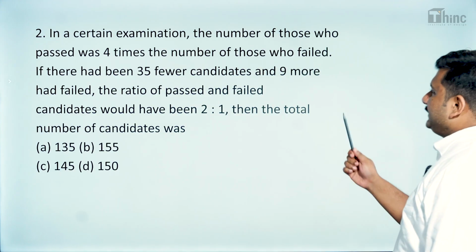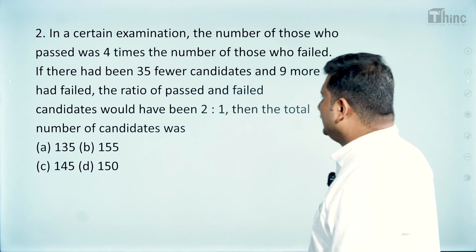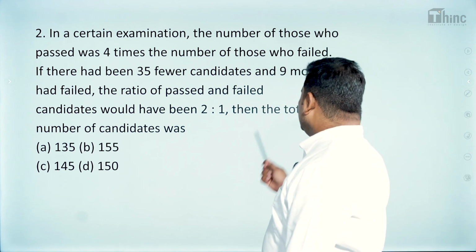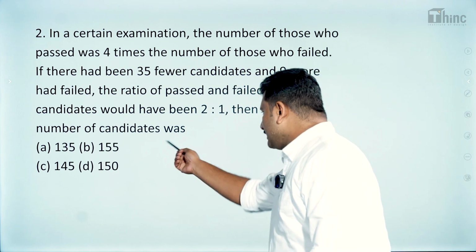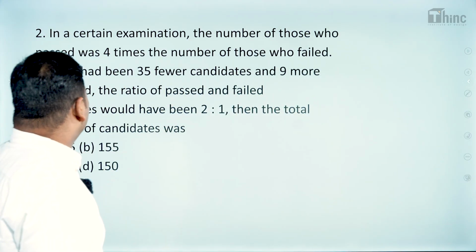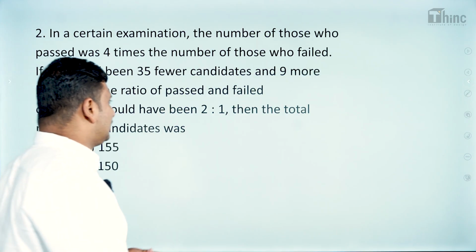If there had been 35 fewer candidates and 9 more had failed, then the ratio passed to failed becomes 2:1. Then the total number of candidates is the question. So it's a bit confusing one, right? So in a certain examination, the number of those who passed is 4 times those who failed.